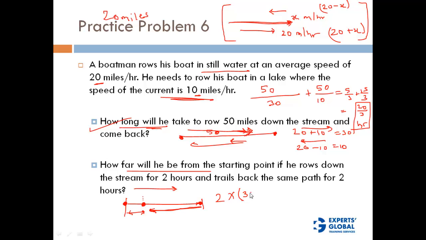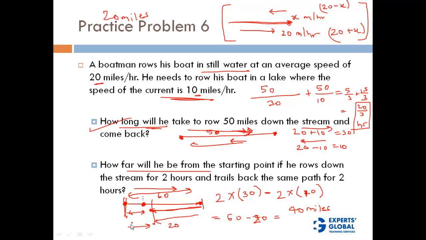Speed of downstream we already found out 30, and while coming back he travels for 2 hours again, and the upstream speed is 20. So what we get is 60 minus 40 is equal to, oh sorry, this is not 20, this is 10. So what we get is 60 minus 20 is equal to 40. It's going to be 40 miles from the original point. So while going downstream in 2 hours he covers 60 miles, while coming upstream in 2 hours he covers only 20 miles, and from the original point he is 40 miles away.